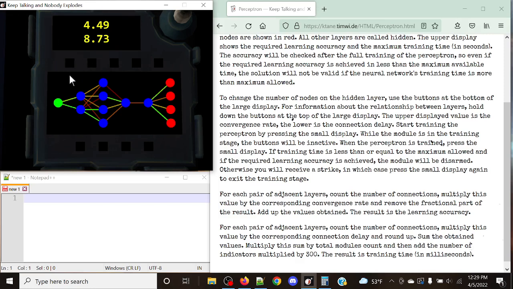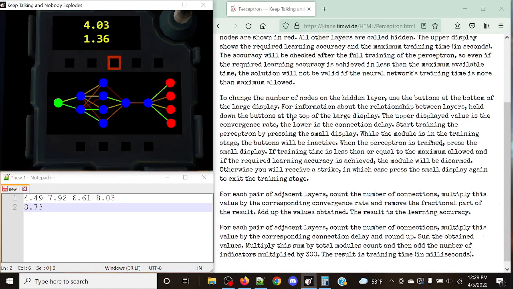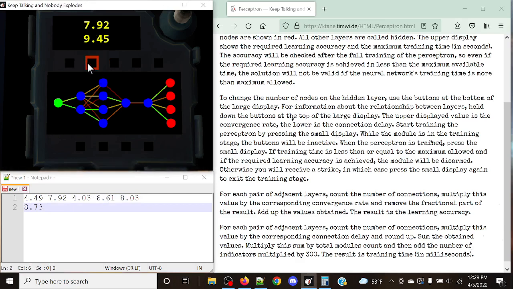So let's actually start noting this stuff down. I'm going to note down the convergence rates first, being at the top display, and then I'm going to note down the connection delays. So we have 4.49 for this first one. Then we have a 7.92. This one will be definitely a very interesting one. Then we have a 6.61. Then we have an 8.03. And then for the connection delays, we have an 8.73. Wait, did I get all 5 of them? Hold on. 7.92, 4.03. There we go. Totally glossed over that. My bad. Then we have a 9.45.